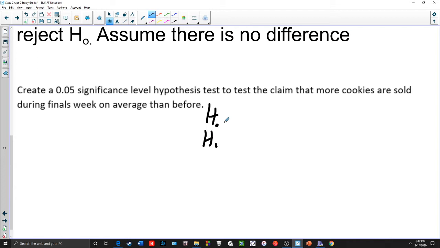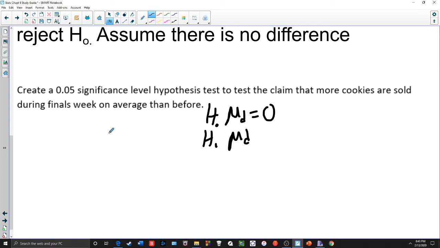So H0 and H1. We're dealing with average difference here. So we're going to say the average difference, which is mu d, is equal to not a variable, but a number, which in this case is 0, because we're saying that the difference on average between the cookies sold the week before and the week during finals is 0. Not another number, but 0 itself. And then our alternative would be mu d, and it says that more cookies are sold during finals week on average than before.